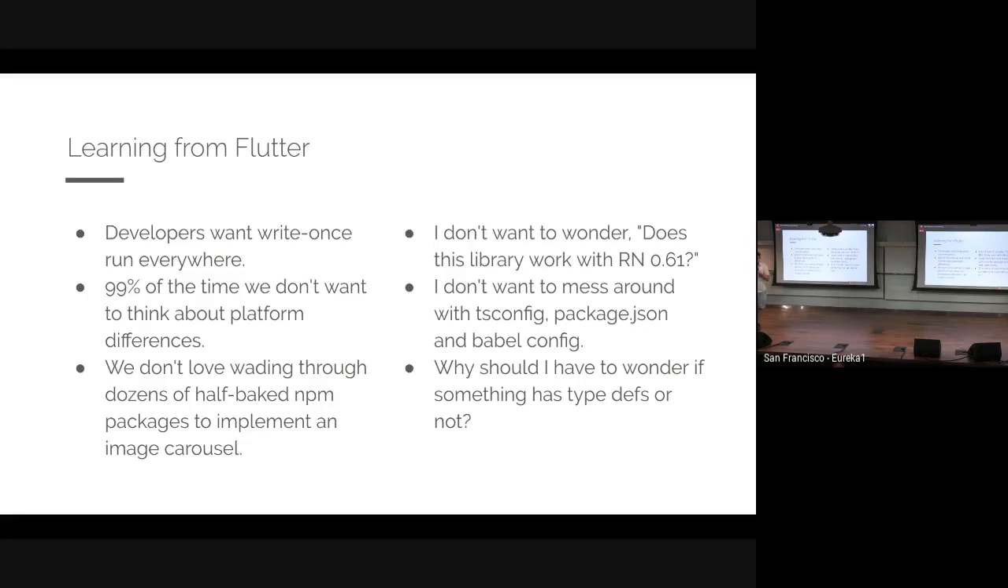We don't want to wade through a dozen packages to find an image carousel, but currently we do, and we don't know which one to pick. So we just ask our buddy, and he's like, "Well, I used one 6 months ago, and it was this one, and it kind of worked." We don't want to wonder whether this works with this version. I don't want to mess around with tsconfig or package.json or app.json or babel config and metro config and all of the things I have to do to just get something out of the box. Now this is a solvable problem.